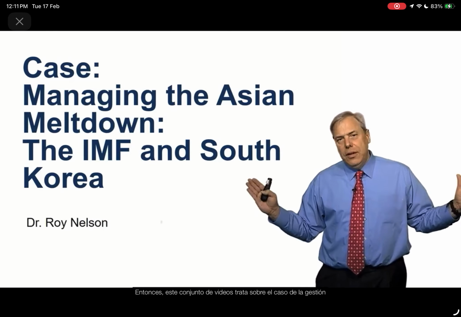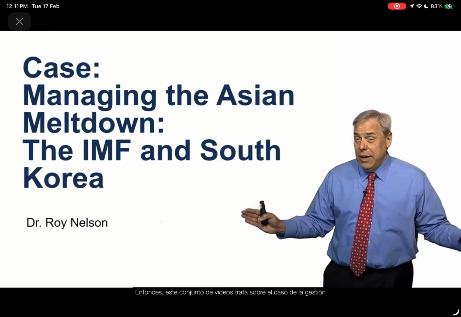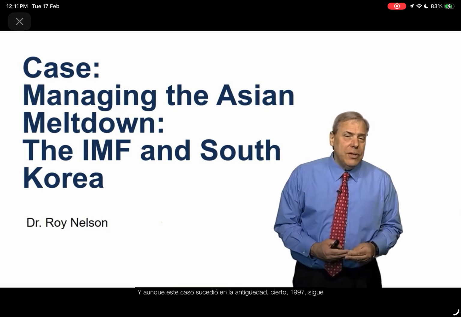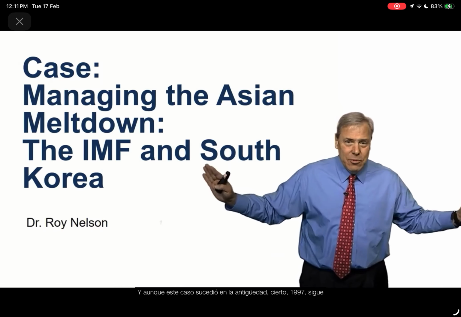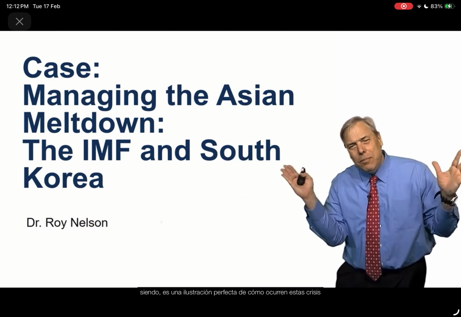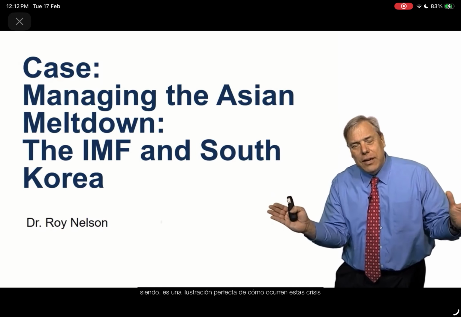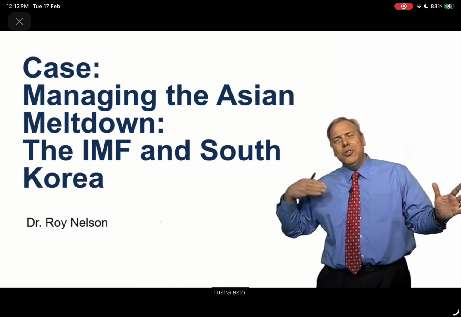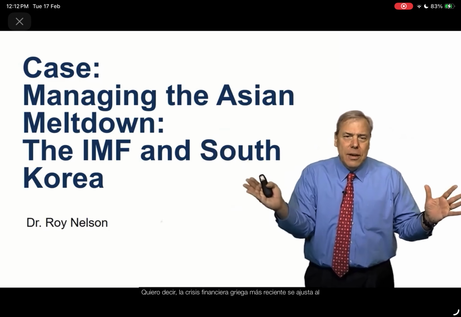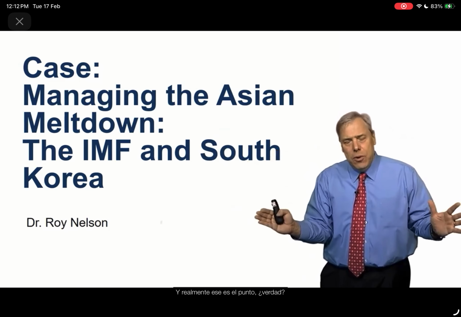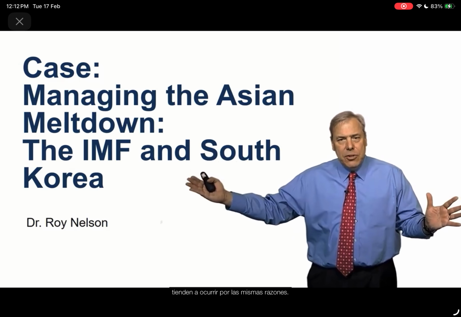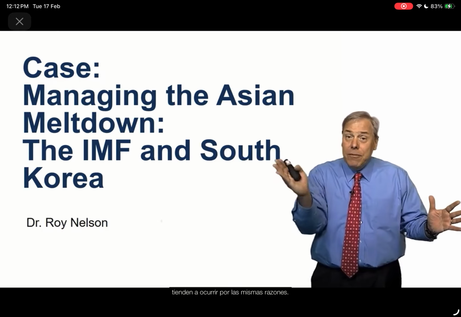So this set of videos deals with the case on managing the Asian meltdown, the IMF in South Korea. And although this case happened in ancient times, right, 1997, it's such a perfect illustration of how these financial crises occur. I mean, the Greek financial crisis more recently fit the same pattern. And really, that is the point, right? That the sorts of crises that occur, these balance of payments crises, tend to happen for the same reasons.